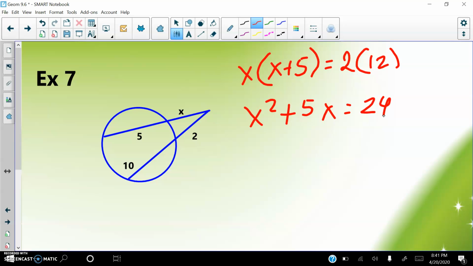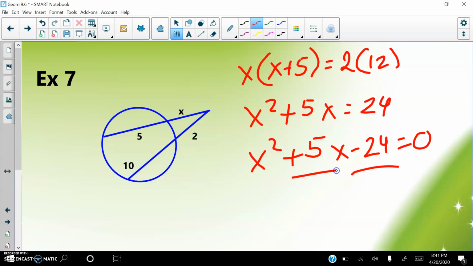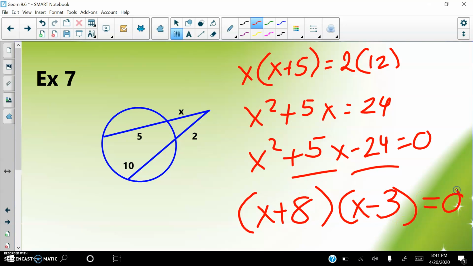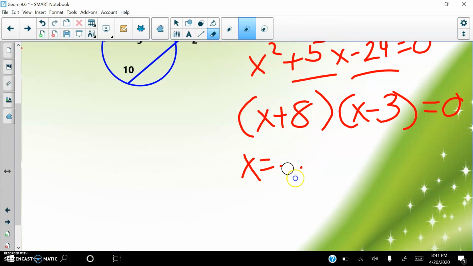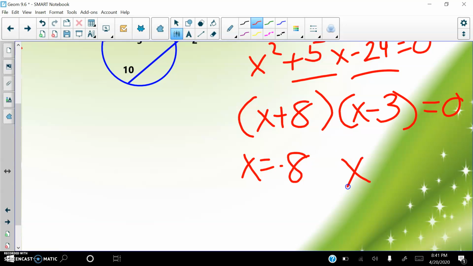Sorry about that. Move the 24 over. X squared plus 5x minus 24 equals 0. And we can factor. 2 numbers that multiply to negative 24 and add to 5. You guessed it. X plus 8, x minus 3 equals 0. So we get x is equal to negative 8. That is the worst looking 8 I've ever written in my life. X is equal to negative 8. X is equal to positive 3. And we have to go with the positive one.